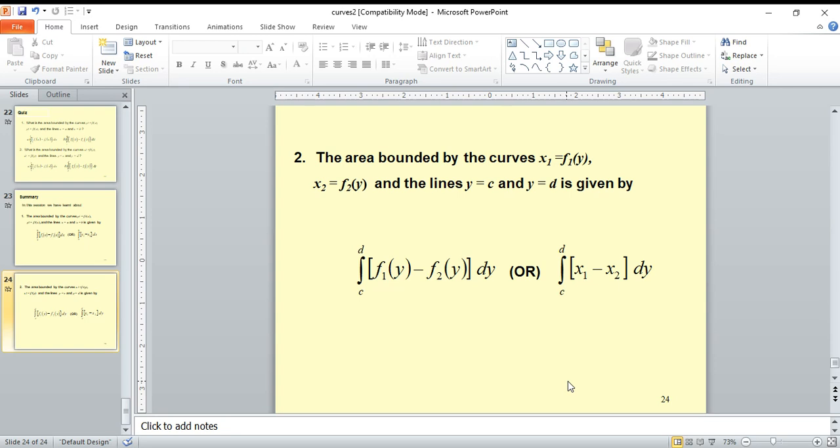So we have discussed today integration to find the area between two curves: line and curve, and curve and curve. Next class, we are going to discuss higher applications of areas, finding the higher area.